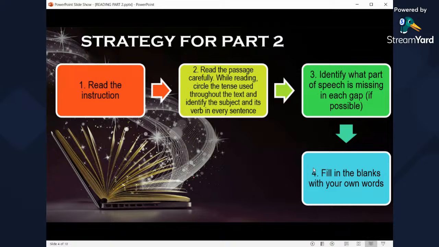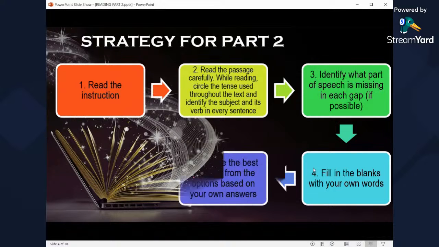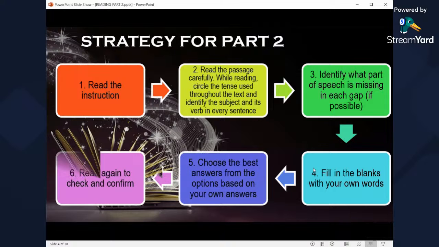And then if the answers are not similar or not the same as yours, then you can choose the best, the closest answer that you have, because usually that will be the right answer. And then you choose the best answer from the options based on your own answer. And then please read again, check and confirm. You always need to do that.